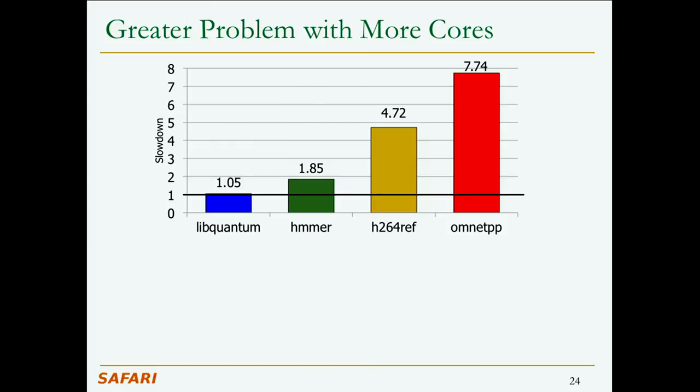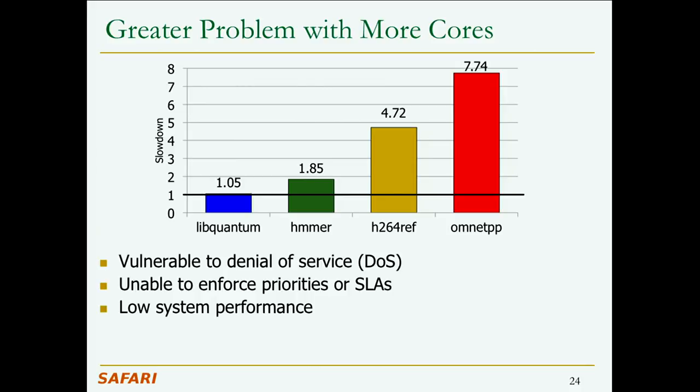So this may actually have quality of service guarantee requirements, right? So basically, you become not only vulnerable to denial of service, basically this is denying service to others, intentionally or unintentionally, but you are unable to enforce priorities and service level agreements because we're not really controlling this. And this also leads to low system performance.